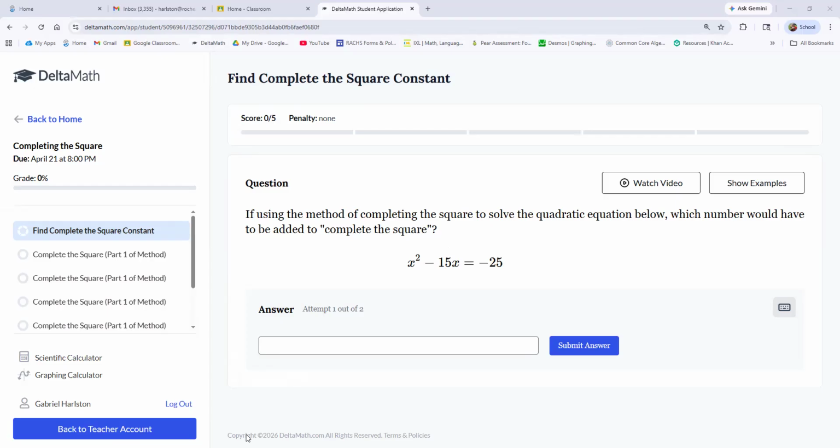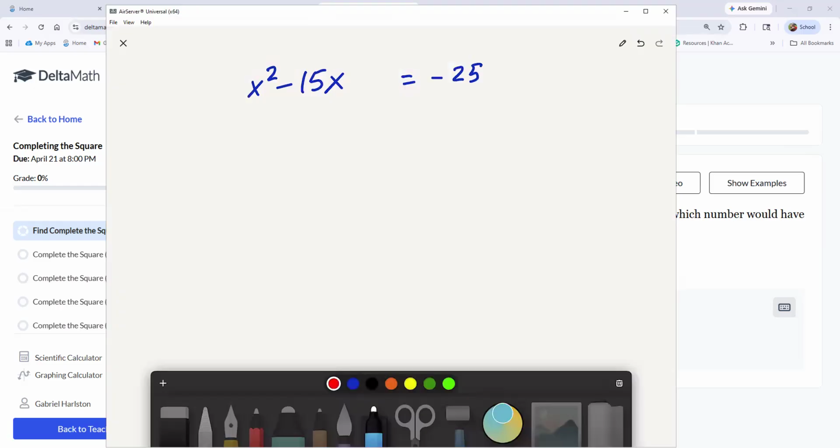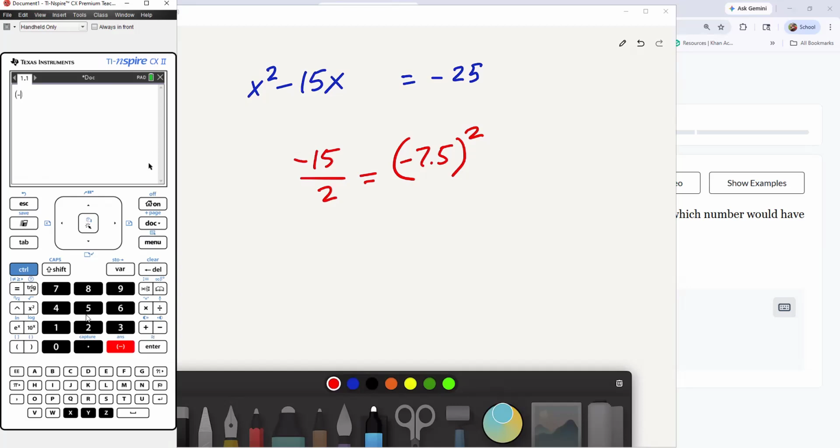So we're just going to take the b term, which is a negative 15, and we take half of that. So half of a negative 15 is going to be a negative 7.5. And then in order to complete the square, we're just going to square this number. So I'm going to do parentheses, a negative 7.5, and then I square it. And whatever this is, that's what I'm going to add to both sides. So that's what I need to put here, 56.25.